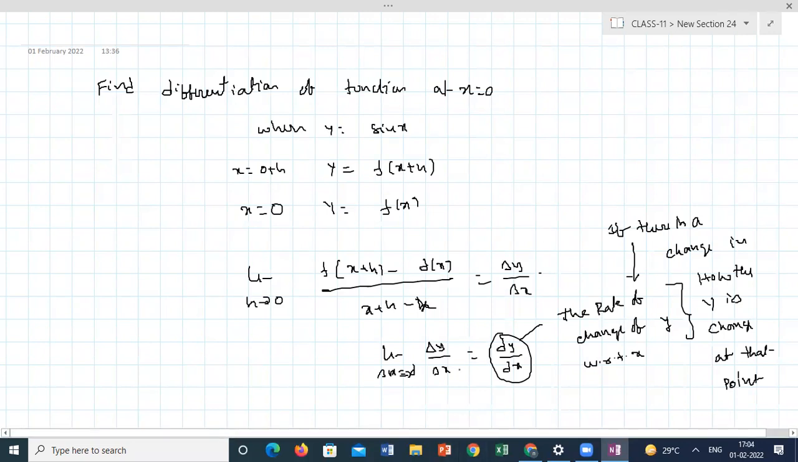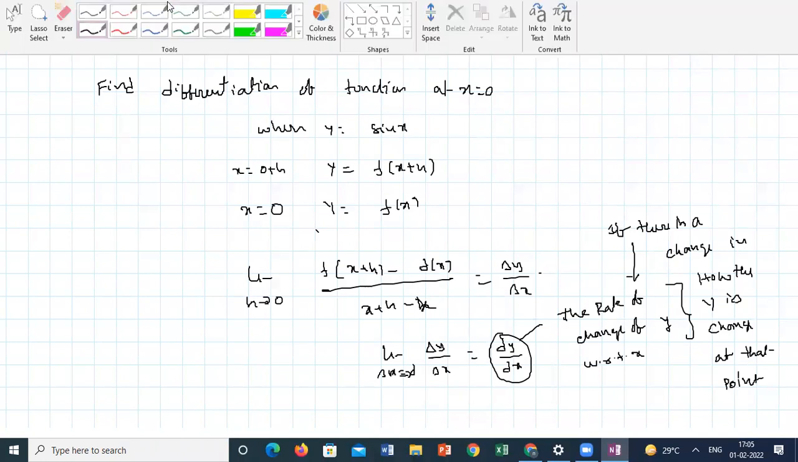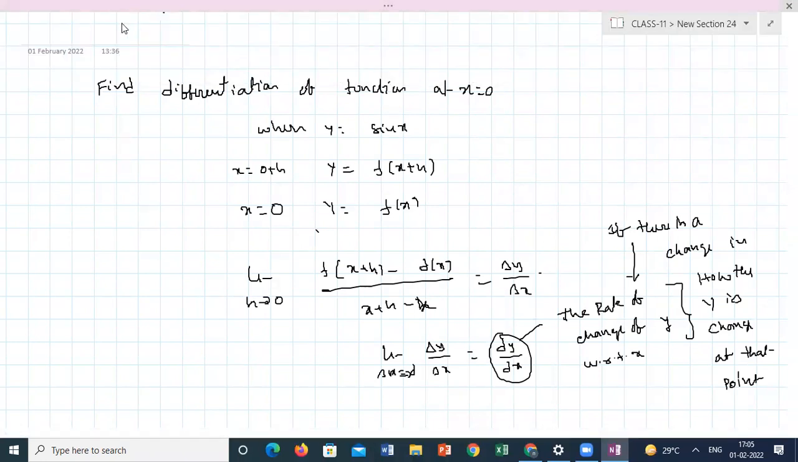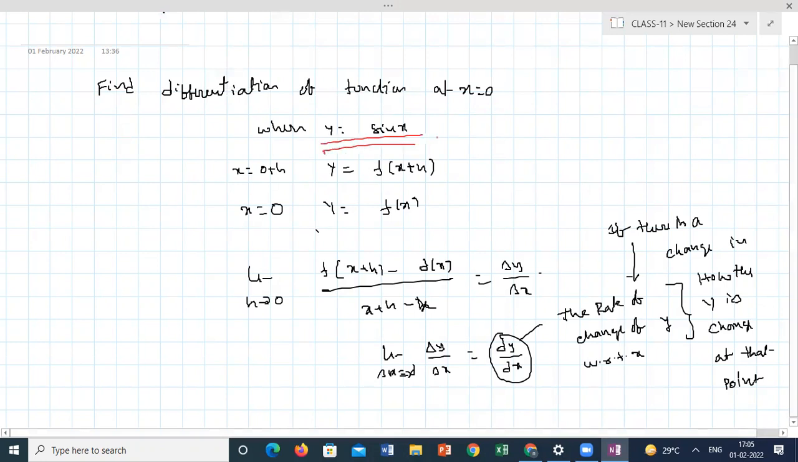Is it clear what the significance of differentiation is from a physics point of view also? Is it clear, students? Guys, I'm waiting for your response. I already did this yesterday. I'm giving you 2 minutes. Can anyone give the answer for this question? I need the answer from you.